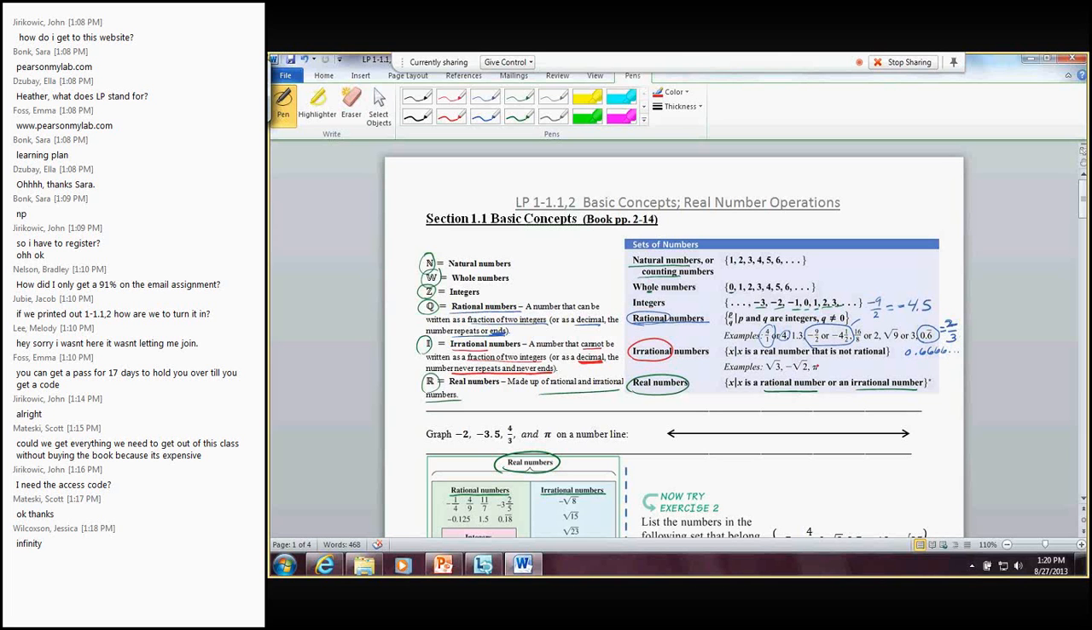A very famous irrational number is pi. Does anybody know what pi is? You can type it if you want. Does anybody know it by heart? Isiosa? I was just going to say 3.14. Perfect. Now, this is what I have memorized, 3.1415926, but there's more numbers, right?